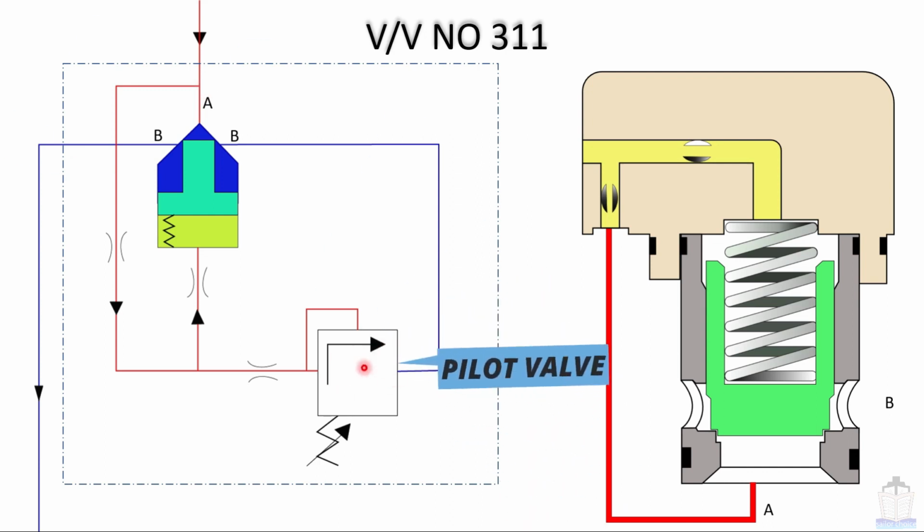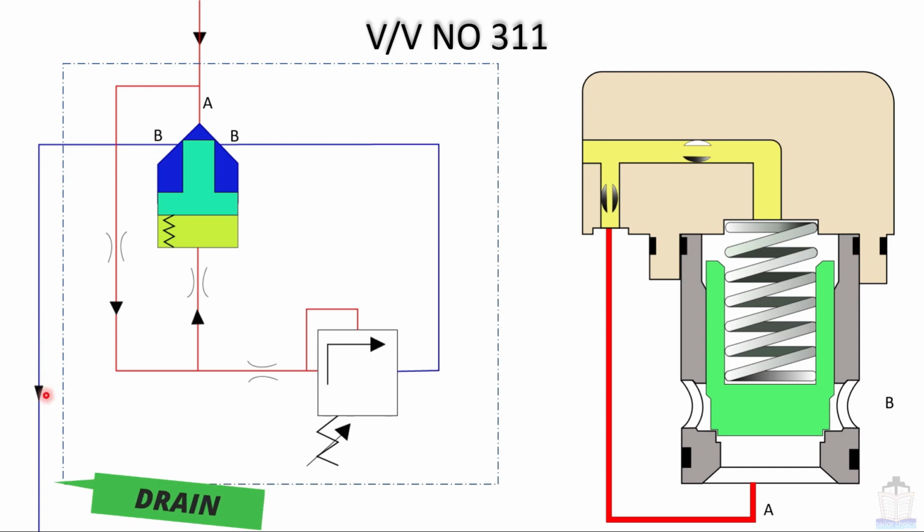This is a pilot valve which is responsible to operate this main valve. This blue line is connected to port B and this port B is connected to the drain. When hydraulic pressure increases to 315 bar, then this pilot valve port opens and this pressurized line becomes depressurized, and thereby the holding pressure which was acting at the back of this poppet valve also disappears and hence the main valve opens. That makes port A and port B short circuited and finally the whole pressurized oil leads to drain. So that is how this valve number 311 functions.